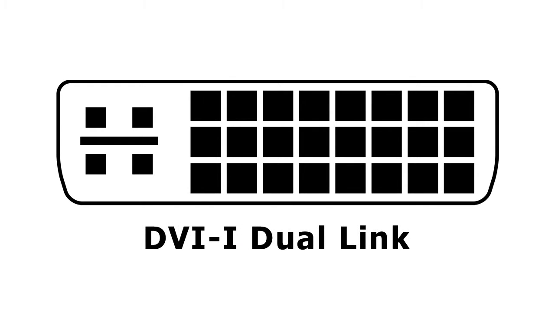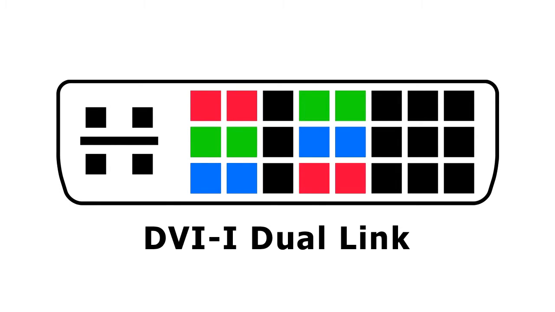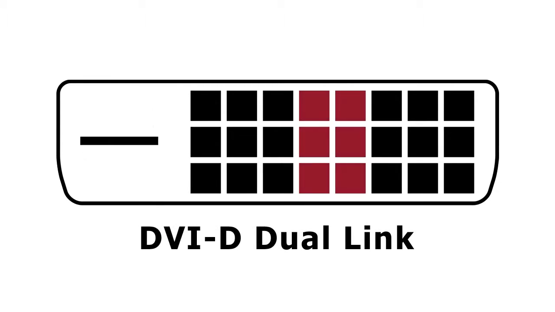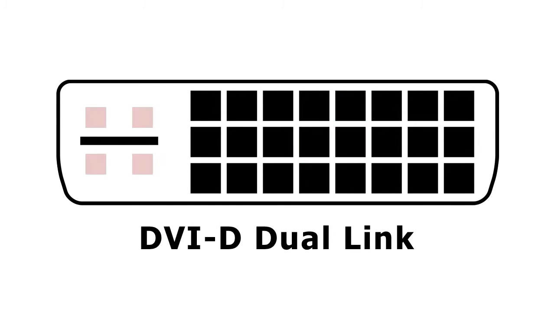Fourthly, there are dual-link DVI-I connectors, which add in 6 extra digital pins. These carry a second copy of the red, blue and green signal components, so allowing a resolution beyond 1920 by 1080 to be transmitted without data loss. As a final variant, there are dual-link DVI-D connectors, which retain the middle pins for extra digital resolution, but which cannot carry an analog signal.